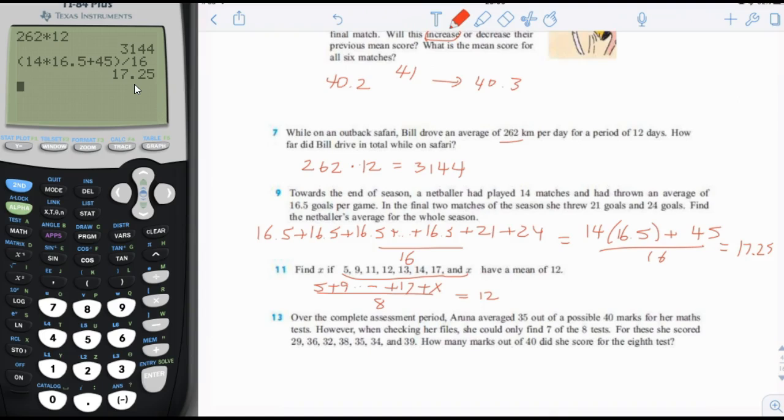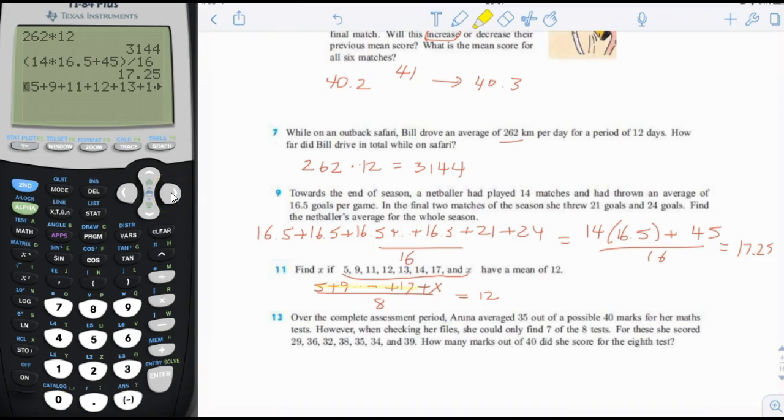Now we can just use algebra, right? We have all these numbers: 5, 9, 11, 12, 13, 14. We just add those up, and then the rest of it is just algebra. So I'm going to add those up real quick. I typed in this problem, 5 plus 9 plus 11 plus 12 plus 13 plus 14 plus 17. I wonder what that is.